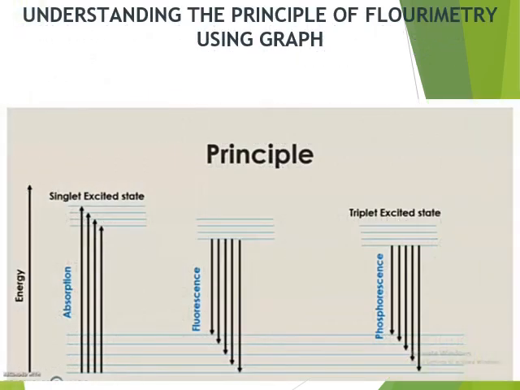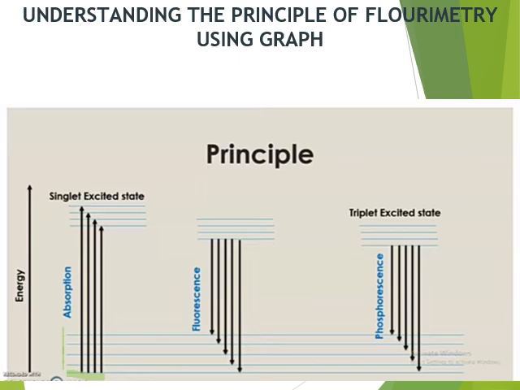Understanding the principle of fluorimetry. Here, to understand this principle, we need to use this graph. Now, using this graph, this is the ground state, which consists of certain discrete energy levels 1, 2, 3, 4, 5, and so on. So all the electrons that are present in the molecule are in the ground state.